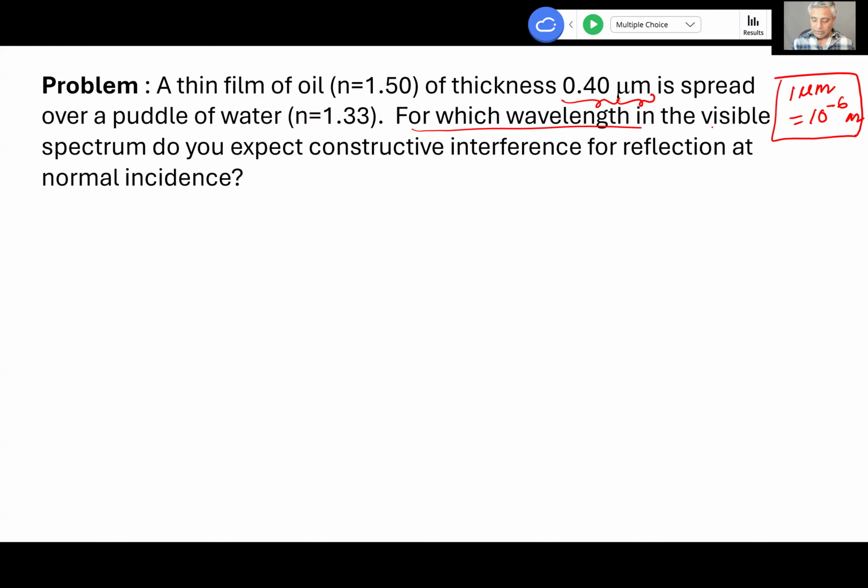So for which wavelength in the visible spectrum do you expect constructive interference for the reflection at normal incidence? Means light is coming here not at a large angle, rather very close to the normal. That's what it means. Okay. So we want the constructive interference condition.